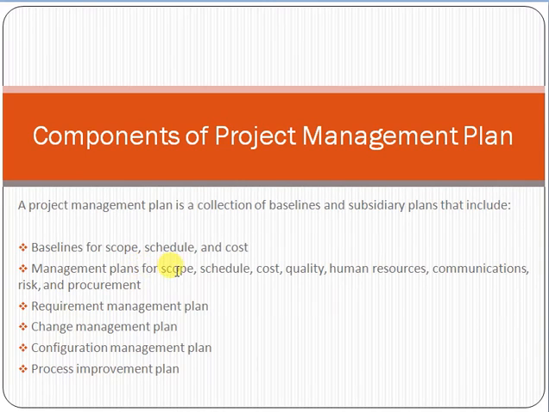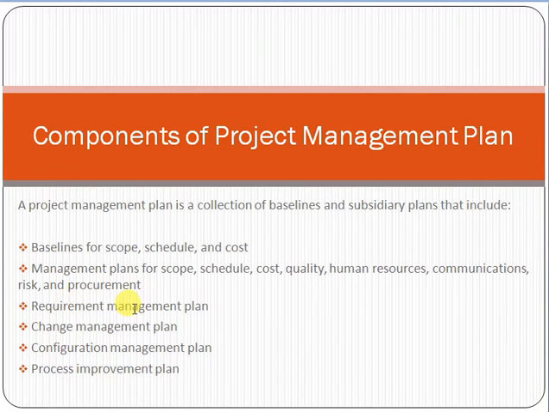Next are the management plans for scope, schedule, cost, quality, human resource, communication, risk management and procurement management. So the project management plan is basically a set of different plans that define how you will manage the scope, the cost, the quality, and different risks. It is not a single plan, it's a set of multiple plans which could include cost, quality, procurement, risk, human resource, communication, etc. It defines how you will manage many dimensions and different aspects of a project.